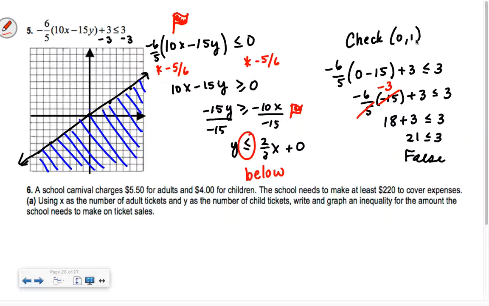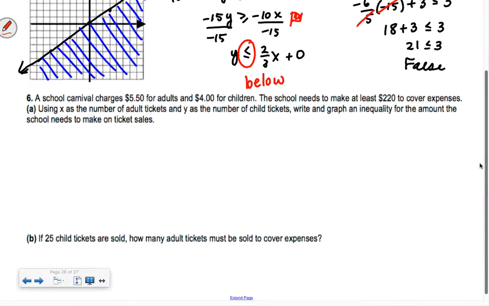All right, so this one. It says the school carnival charges $5.50 for adults, $4 for children. The school needs to make at least $220 to cover expenses. Using X as the number of adult tickets and Y as the number of child tickets, write and graph an inequality for the amount the school needs to make on ticket sales.